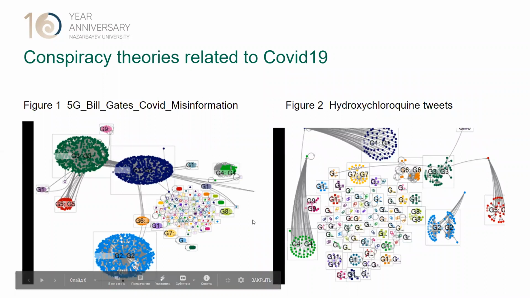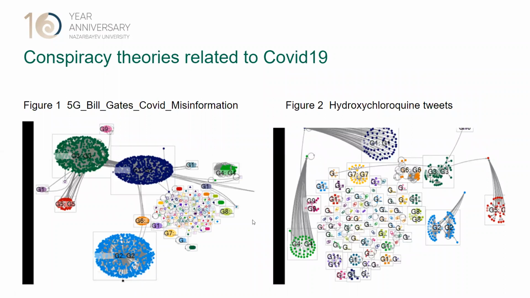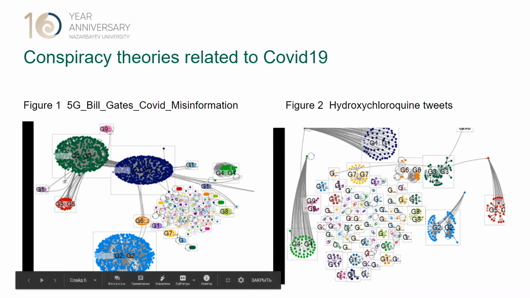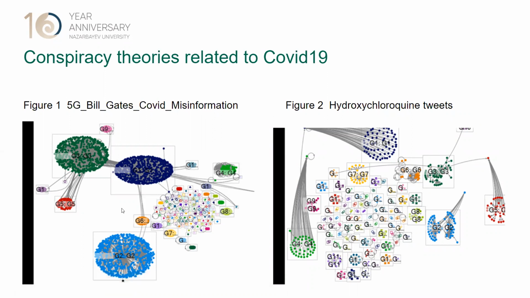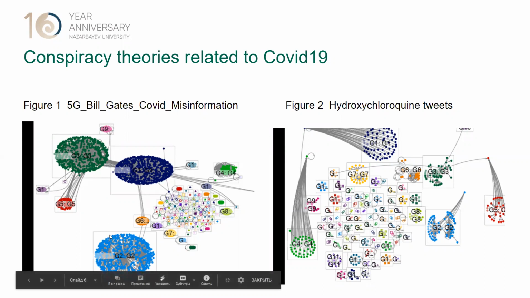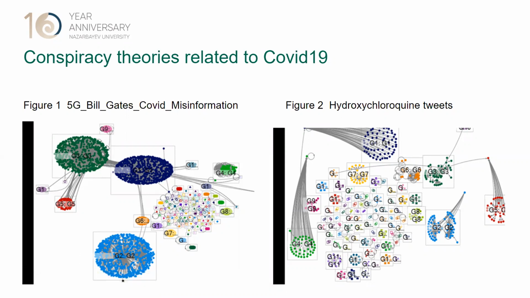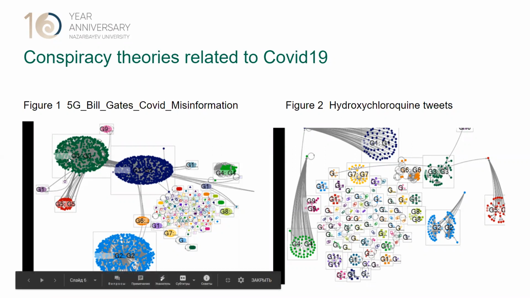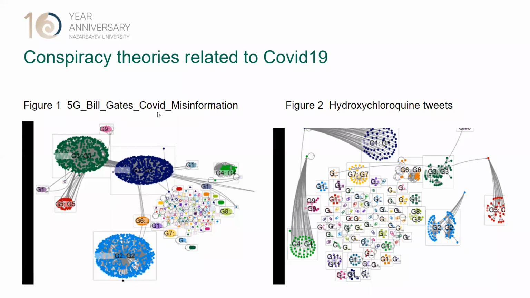And we have a lot of discussions going on Twitter. For example, here every dot is a Twitter account. The first example, on figure 1, is tweets related to 5G, Bill Gates, and COVID. Every account is tweeting on this topic. In the groups G1, G2, G3, meaning group 1, group 2, group 3, these accounts are tweeting and deliberately spreading information related to Bill Gates and 5G and COVID-19.